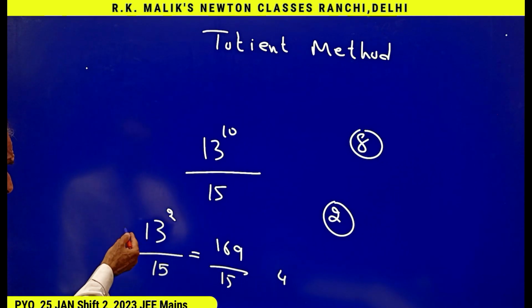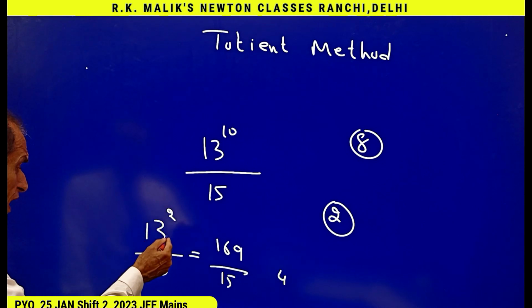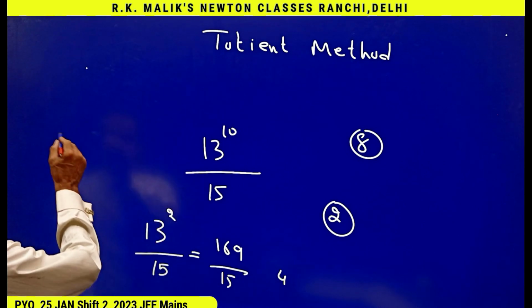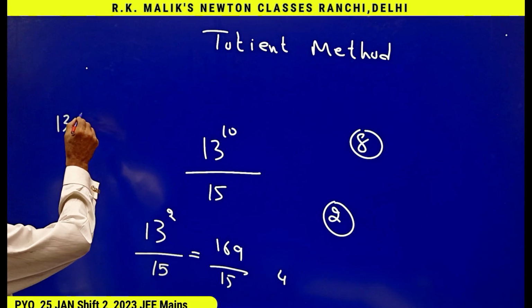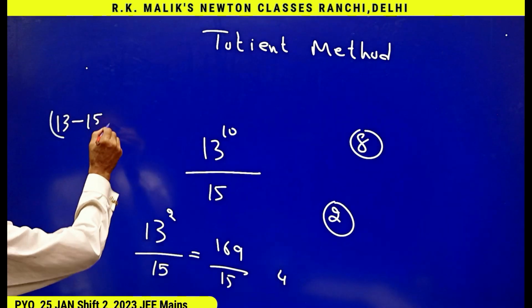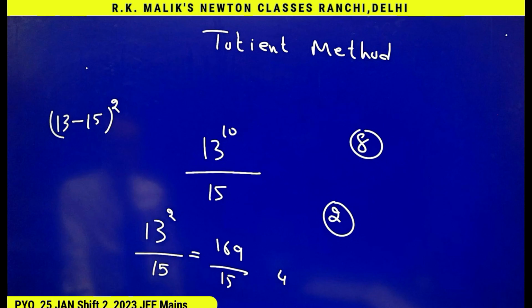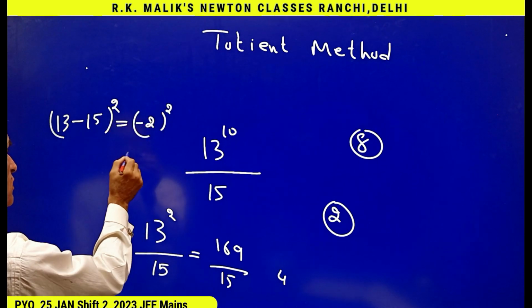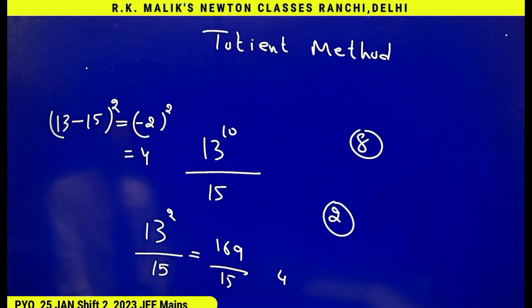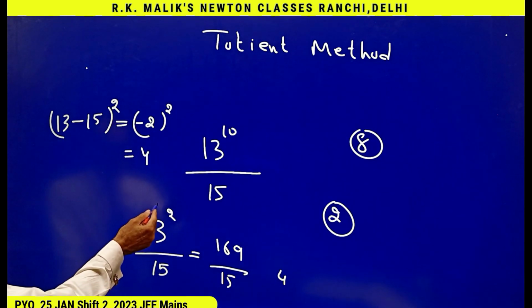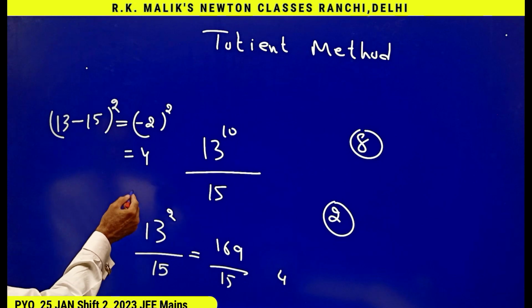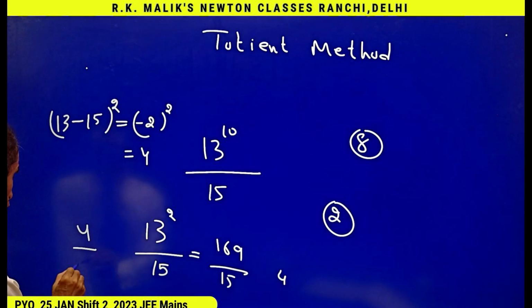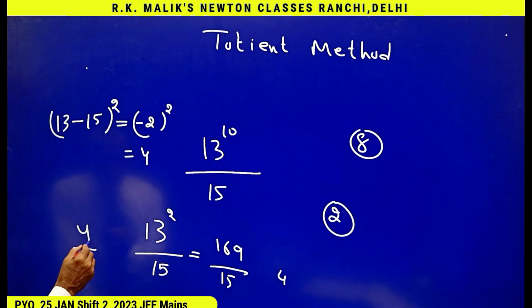Otherwise, I could do it in this way also, because we are always allowed to add or subtract any multiple of 15 from here. I write it as 13 minus 15 to the power 2, and it is minus 2 to the power 2, that is 4, and therefore I can say the remainder in this case and the remainder in the case of 4 by 15 will be the same, and in the case of 4 by 15 the remainder is going to be 4.